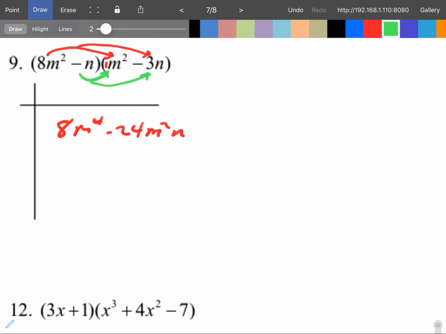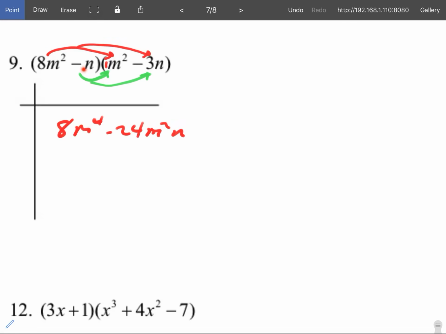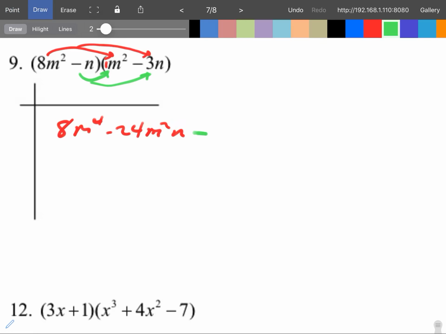All right, then in the green, we've got to do a negative n times a positive m squared. Now, generally, when you do these, if you got like a product with different letters, generally they'll put them in alphabetical order. So if you got a negative times a positive, that's definitely going to be a negative. And then you just got a m squared times n.